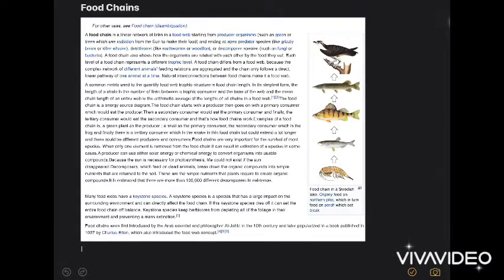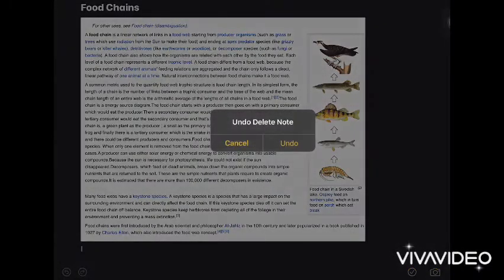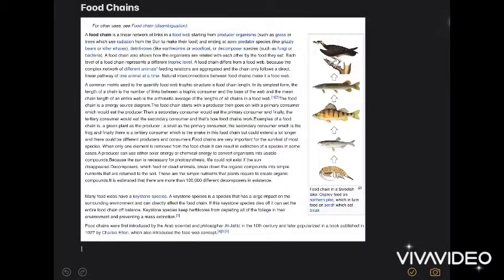Many food webs have a keystone species. A keystone species is a species that has a large impact on the surrounding environment and can directly affect the food chain. If this keystone species dies off, it can set the entire food chain off balance. Keystone species keep herbivores from depleting all of the foliage in their environment and preventing a mass extinction.